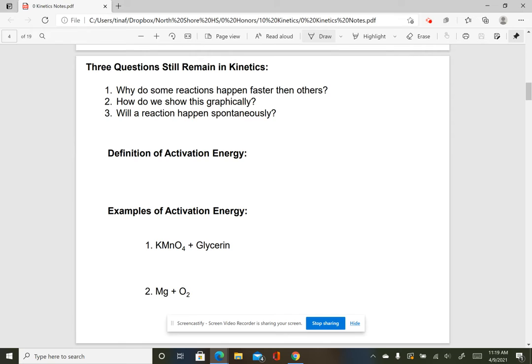And I always think of when you get a new cell phone, you have to activate it, like you're starting it up for the first time, you're turning it on. So, activation energy is defined as the amount of energy it takes to initiate or start a reaction.